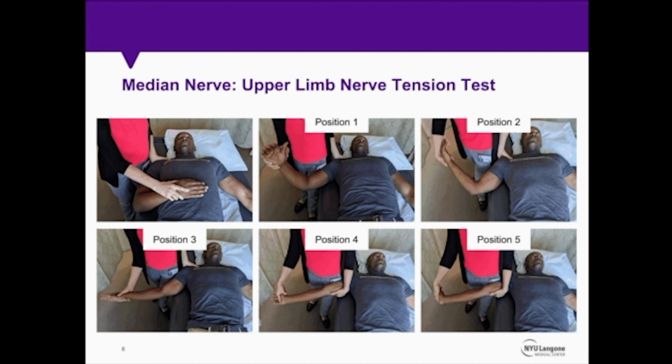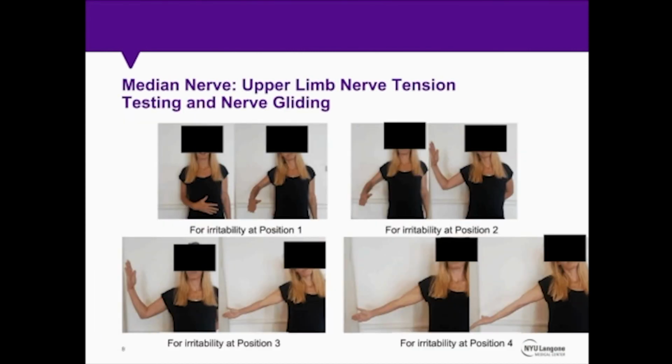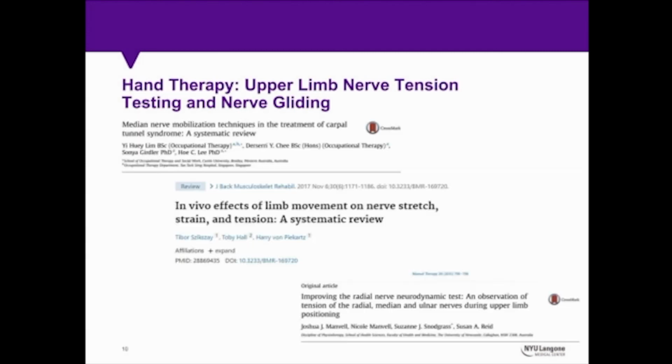Beginning with position 0 at the top left-hand corner, the subject is passively placed into each position in sequential order. And at each position, the subject is asked if their symptoms are reproduced. Once the provocative position is identified, the test is completed, and these findings dictate and govern our intervention process, where we assign the appropriate nerve glide. Displayed are some examples of glides that we might provide to a patient. Again, the prescribed glide is determined by the findings from the upper limb nerve tension test that we previously discussed.